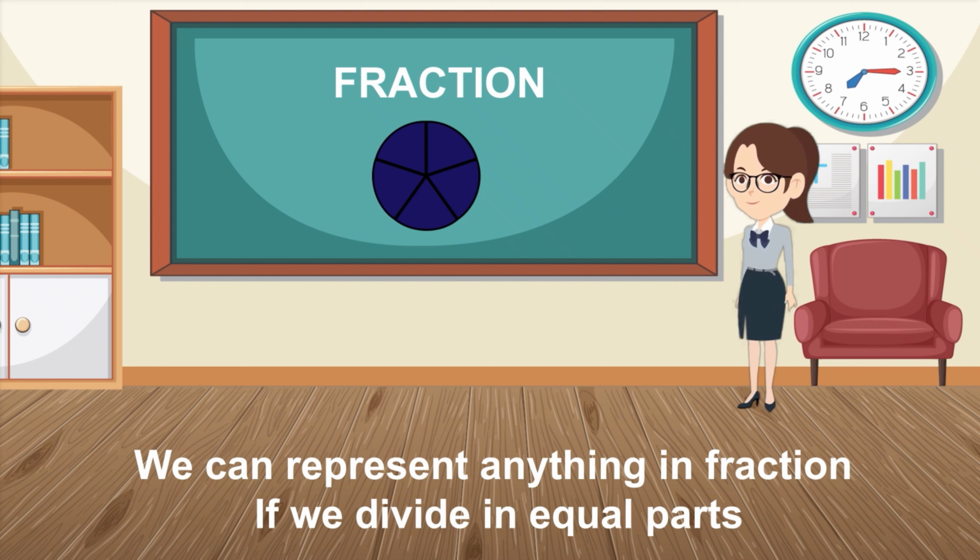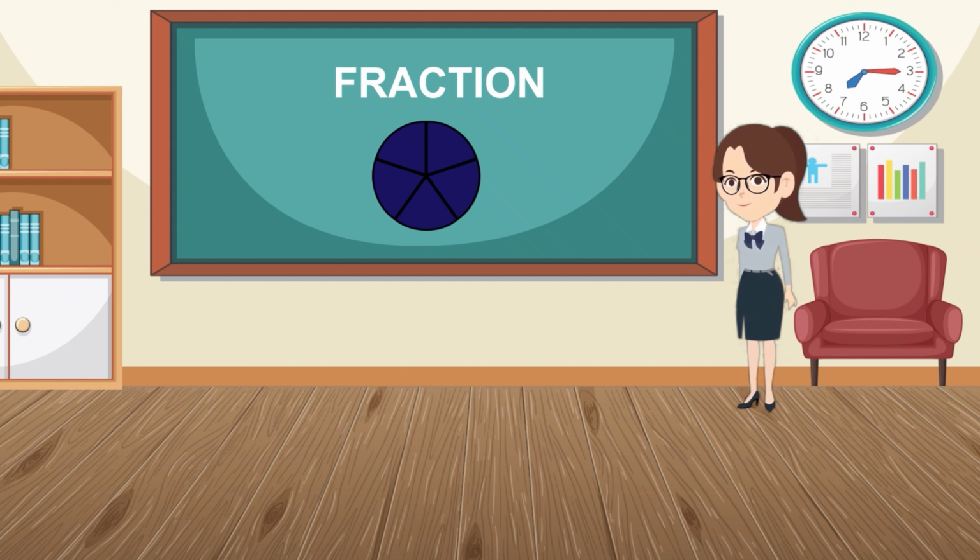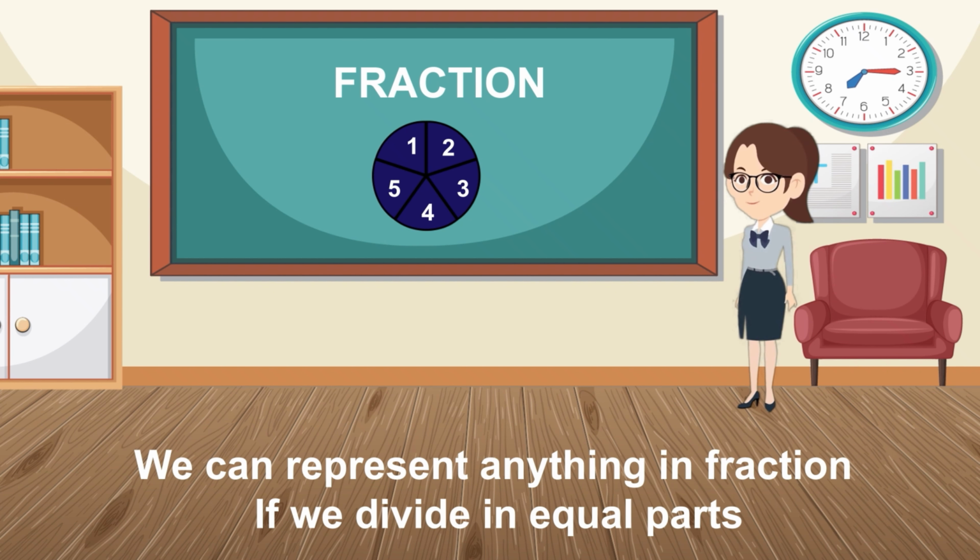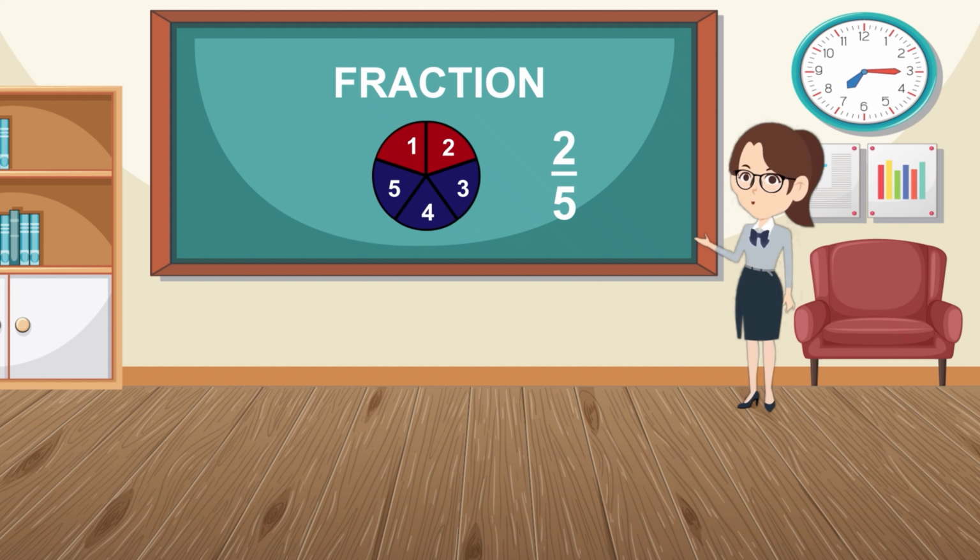We can represent anything in fraction if we divide it in equal parts. A circle is split into 5 equal parts. This shows 1 upon 5, 2 upon 5, 3 upon 5, 4 upon 5, 5 upon 5.